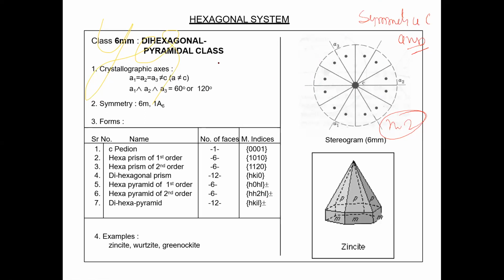The number of mirror plane on axis. Number of mirror plane on axis. 6. It's wrong. There is no 6 mirror plane on the axis. No, there is not even 2. There is 3 mirror plane.